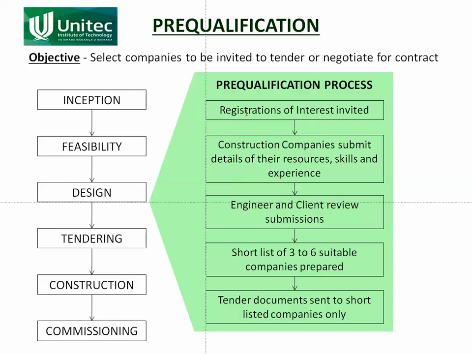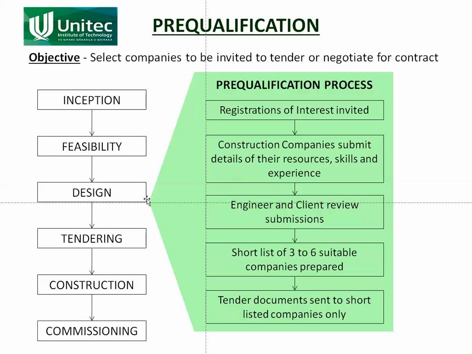So the pre-qualification process is you invite registrations of interest from all firms. So you open it up to everyone, say, here's what we're going to do, who's interested in providing a bid? So the construction companies will say, this is what we can do, this is what our resources, our skills, our experience. They will not provide a price to do the work. So you review the submissions and you make a short list of 3 to 6 companies that you are confident will be able to do the job, that you want to bid for it. Then you send them the documents, so you're now doing a selective process. So this part here is open tendering, this part here is selective process.